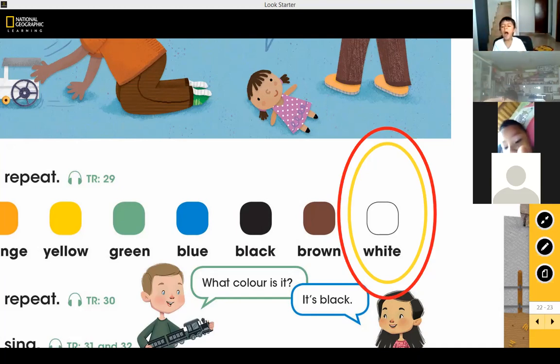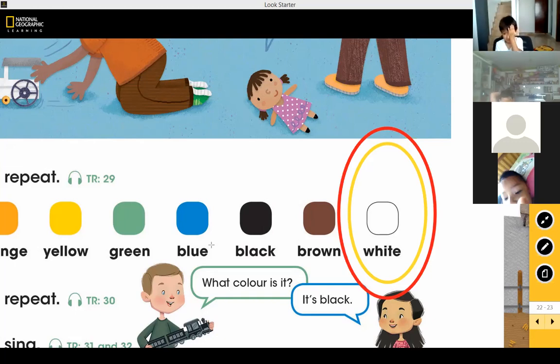Okay. Yeah, no es difícil. This is blanco, white, okay? Yeah? What color is it? It's white. Yeah?